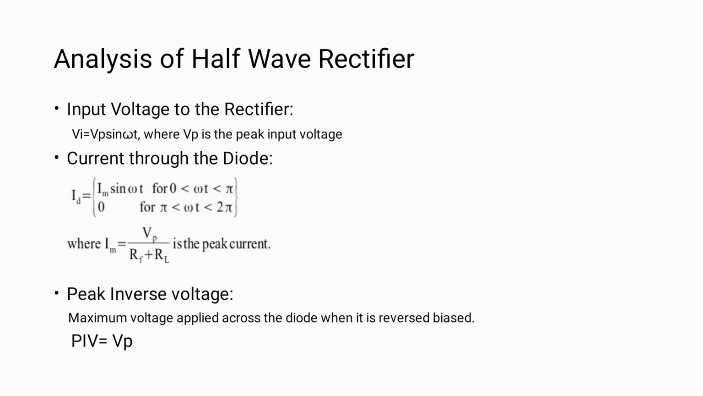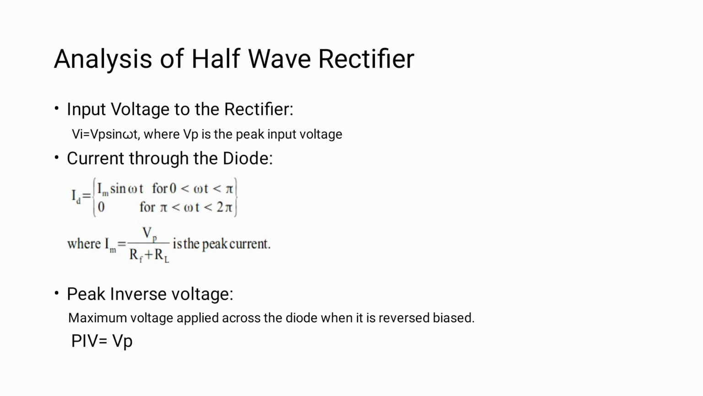So, first the point is input voltage to the rectifier. We are assuming that the voltage across the transformer secondary is sinusoidal with peak value Vp. So Vp is the peak input voltage, and the instantaneous voltage applied to the rectifier is Vi, which is equal to Vp sin omega t. We are neglecting the diode cut-in voltage, which is much less than Vp.